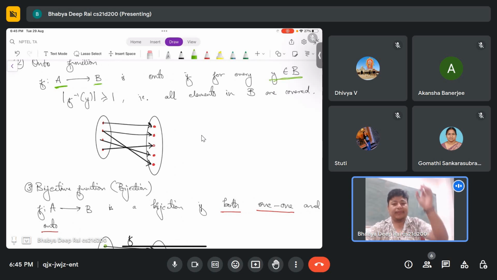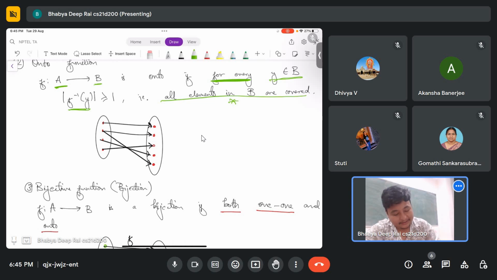Okay, onto. A function f that maps from A to B is onto if for every y in B, meaning in the output, the people who map to y, f inverse of y, is greater than or equal to 1. It could be 1, but it's greater than or equal to 1. Now the key idea is for every y, that is, all elements in B are covered. This is another way to see onto functions.